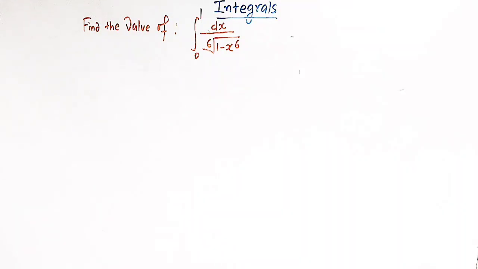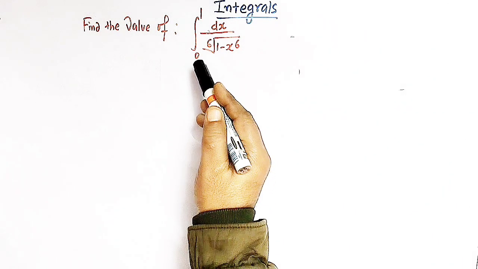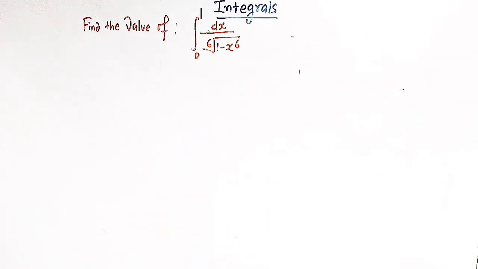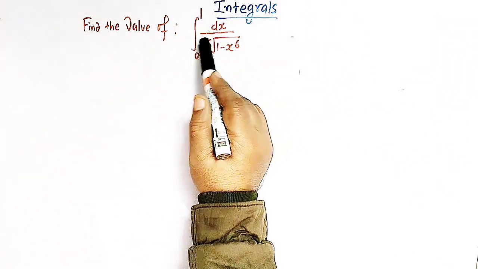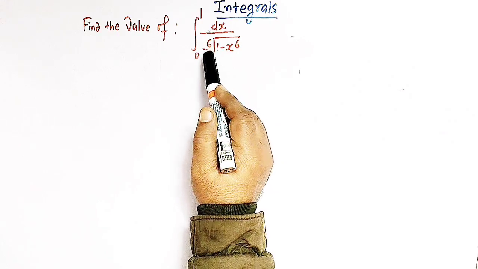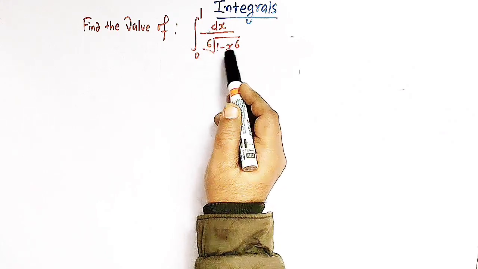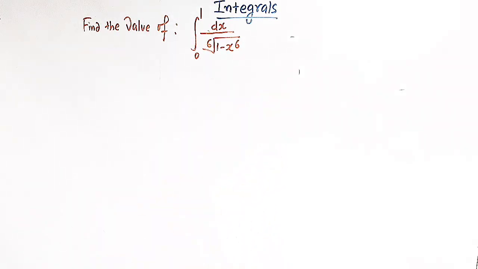Hello viewers, in today's session we are going to discuss another important problem from beta and gamma functions, and here we are going to find out the value of this integral using the concept of beta and gamma functions. So we have to evaluate the integral from 0 to 1, dx over the sixth root of 1 minus x raised to 6, right?